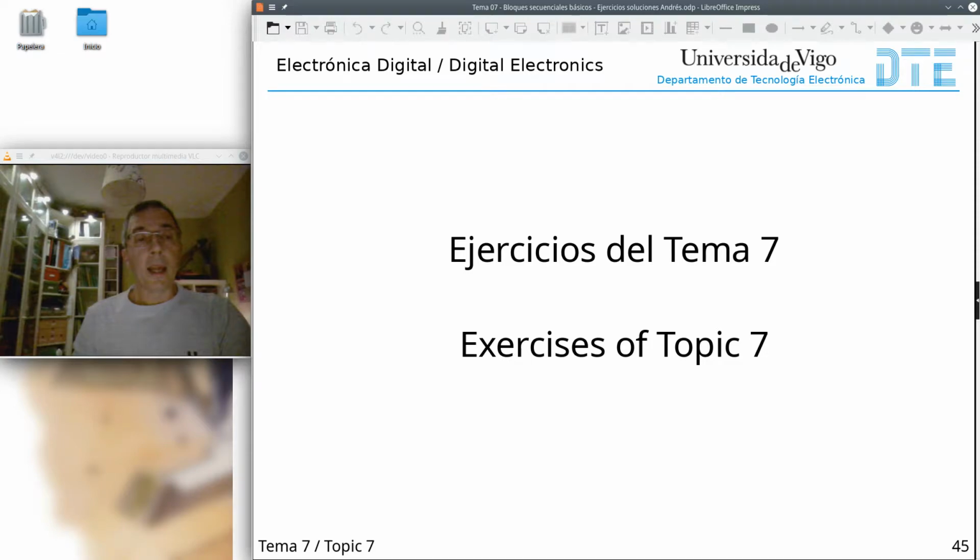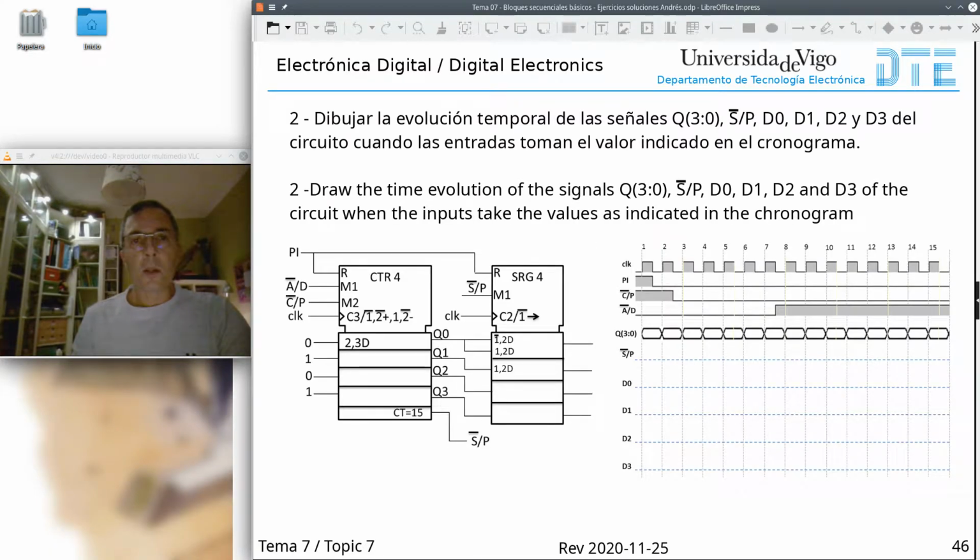Okay, now second exercise of topic 7. In this case, we need to again draw the time evolution of signals. Q are these signals here. SP means shift or load in parallel. D0, D1 and D2 are the outputs of this shift register when the inputs take the value as indicated on the chronogram. Okay, so let's take a closer look at the circuit.